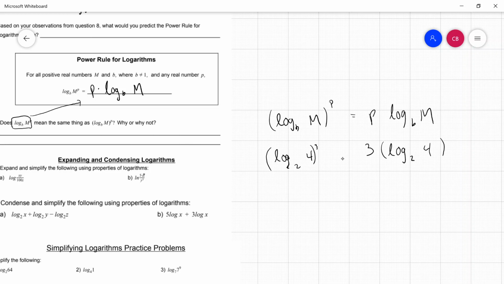Okay, so this is 3 times 2, 6. Yeah, I don't think these are equal. And this is 2 to the third, which is 8. So no, these are not the same. We found a counterexample because this value is actually being raised to the p, whereas just this one being raised to that only implicates the power as multiplication.